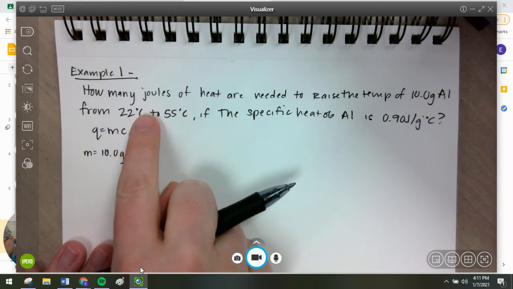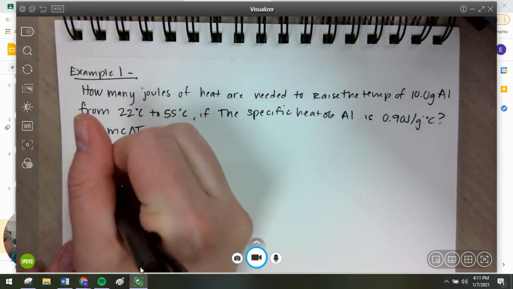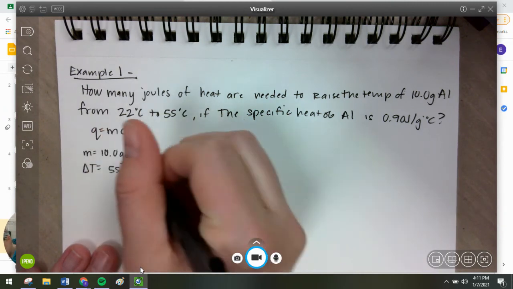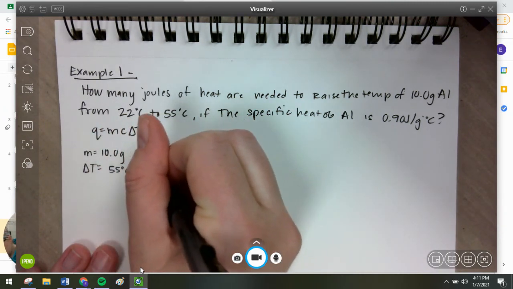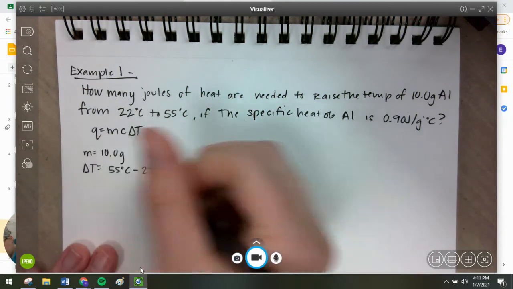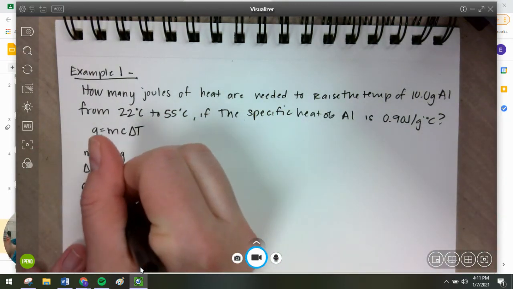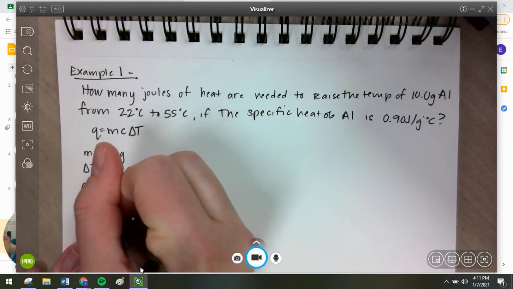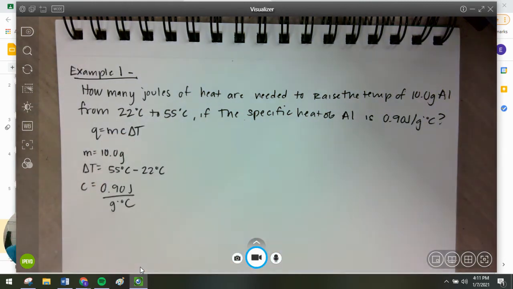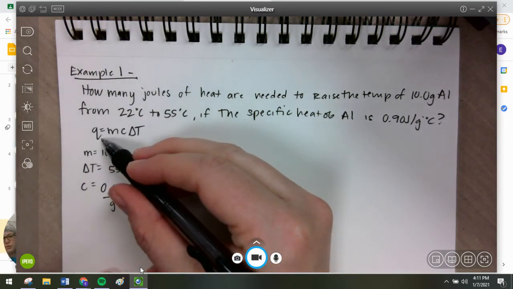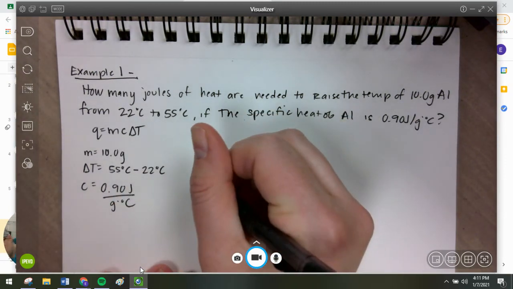Okay. I've got a delta T here, and remember it's final minus initial, so it's 55 degrees Celsius minus 22 degrees Celsius. That's my delta T. And then my specific heat is 0.9. Units on that are joules per gram degree Celsius, and you'll see in just a minute why those units are really important. So I'm looking for my heat, how many joules of energy. So that is there. I've got my Q.